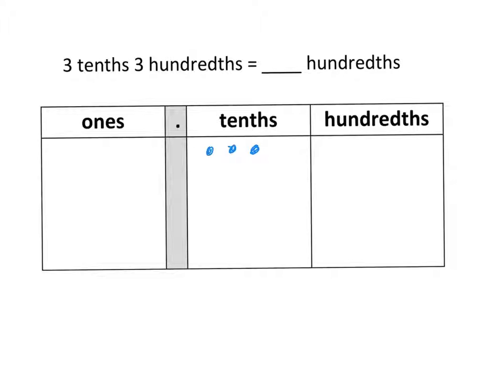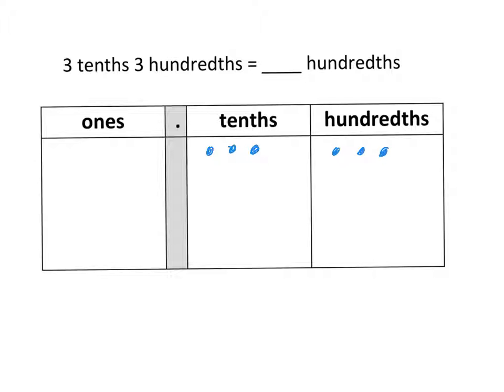And then now it's asking you, well, how many hundredths? Well, we've got 3 hundredths. 1, 2, 3. So now each one of those tenths has another tenth in it, because 10 times 10 is 100.